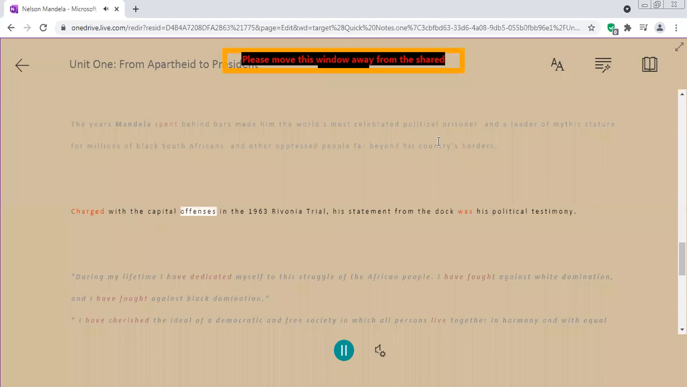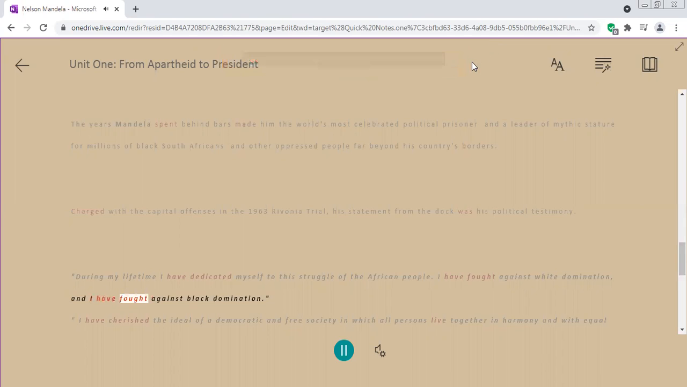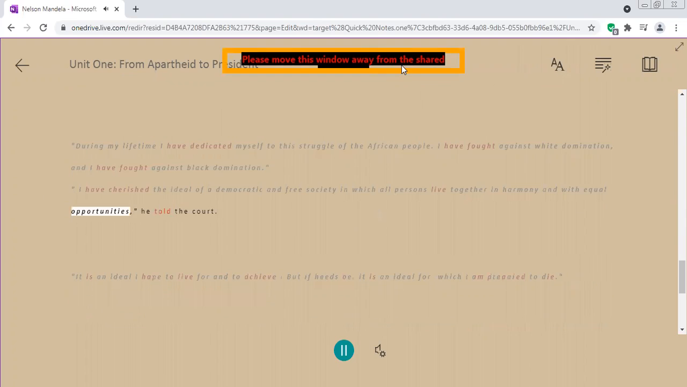Charged with the capital offense of the 1963 Rivonia trial, his statement from the dock was political testimony. "During my lifetime, I have dedicated myself to this struggle of the African people. I have fought against white domination, and I have fought against black domination. I have cherished the ideal of a democratic and free society in which all persons live together in harmony and with equal opportunities," he told the court. "It is an ideal I hope to live for and to achieve. But if needs be, it is an ideal for which I am prepared to die."